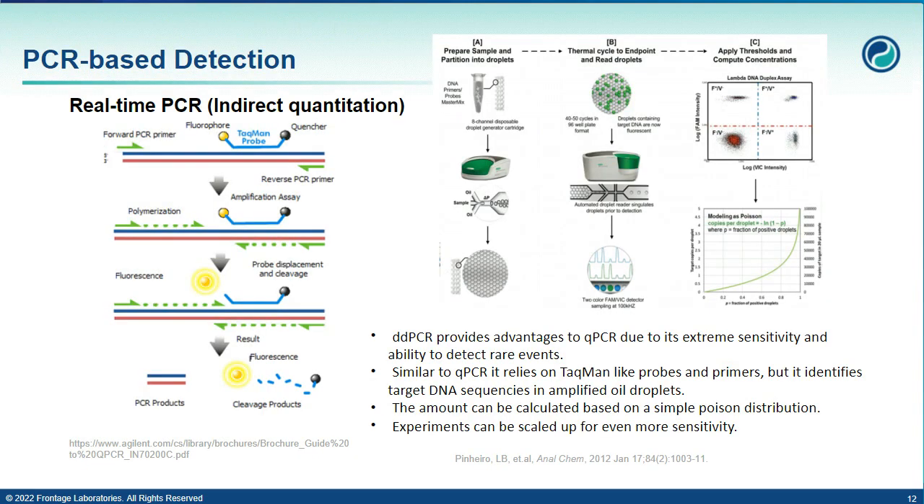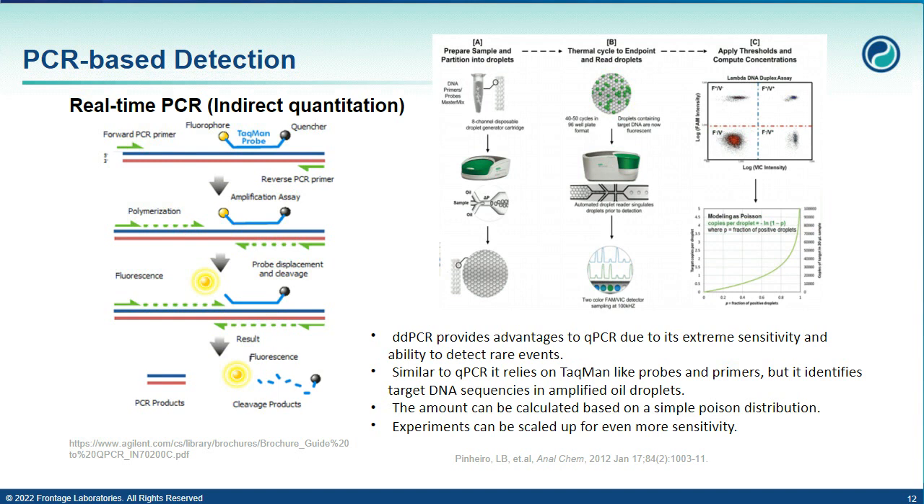PCR-based titer assay is very important for both AAV gene therapy release and the stability program. We perform real-time PCR and digital PCR. Digital PCR provides advantages over Q-PCR due to its extreme sensitivity and ability to detect rare events.